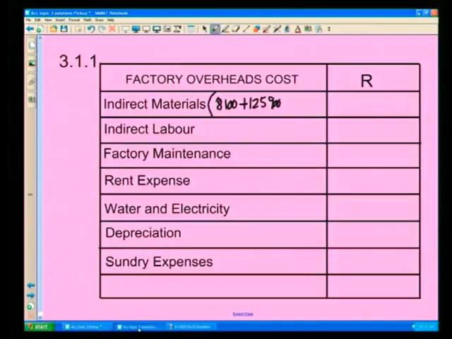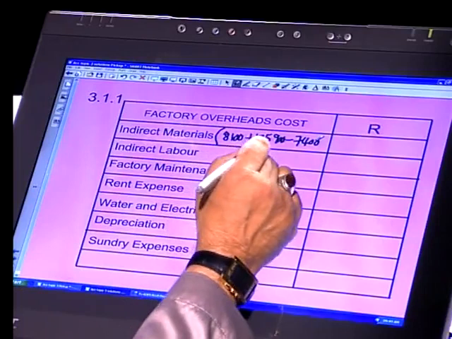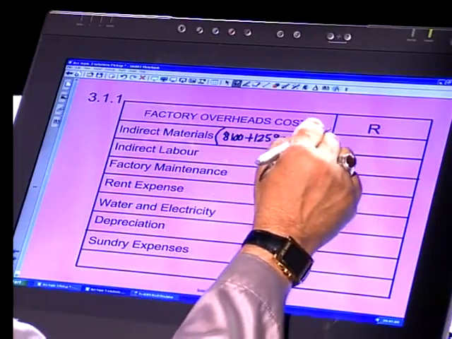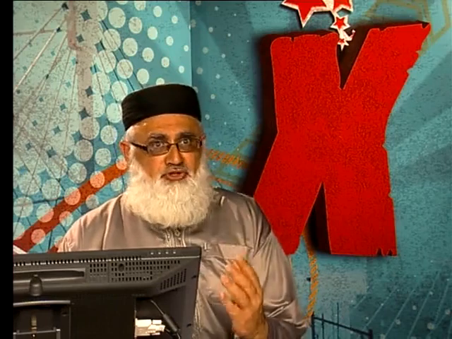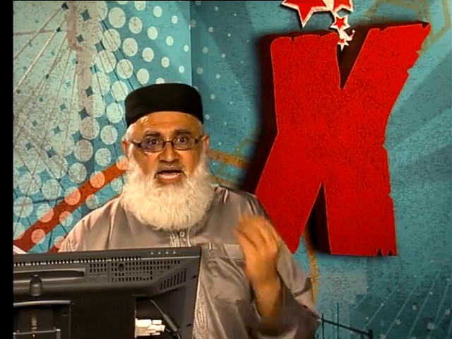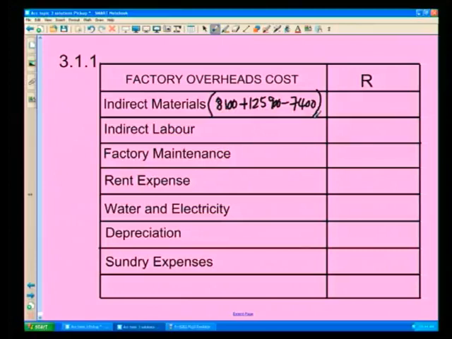Looking at my note once again, factory indirect material stock when? At the end of the year. That's right. How much? 7,400. So therefore, minus 7,400. Do you see what I've done? I've taken my opening stock of materials plus what I've purchased minus what I got left over at the end of the year. So please, I appeal to you, show your calculations because part marks are given to these.